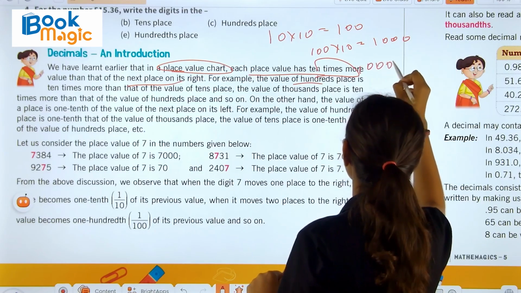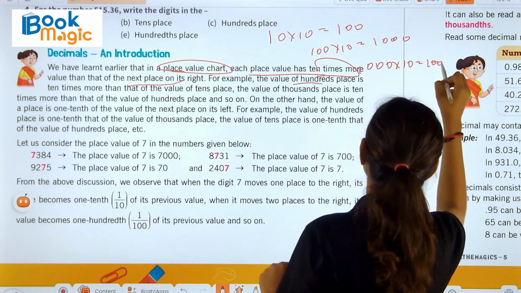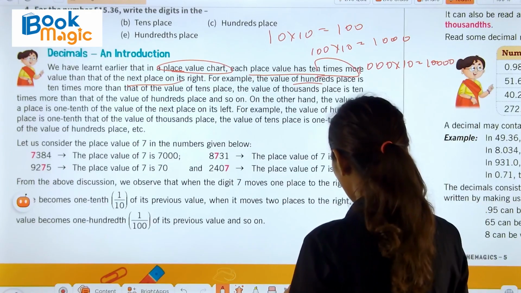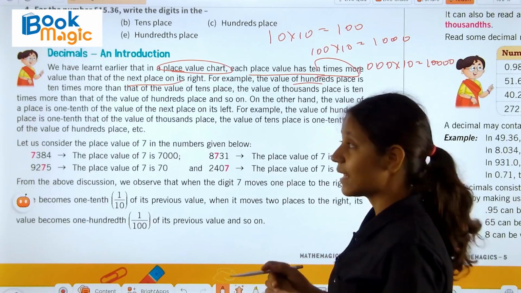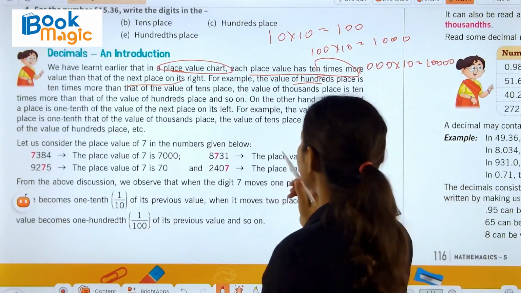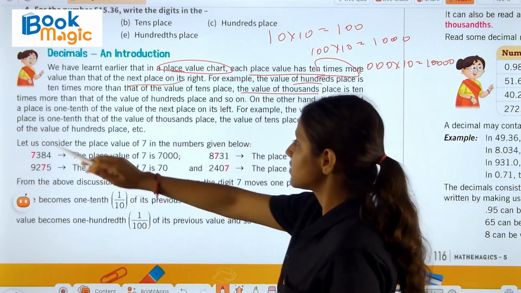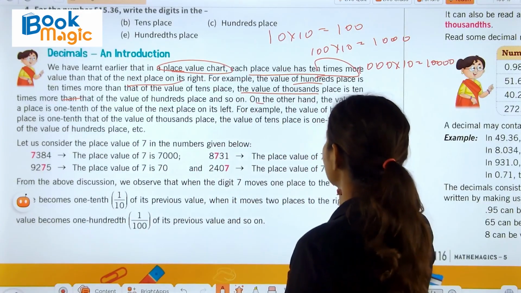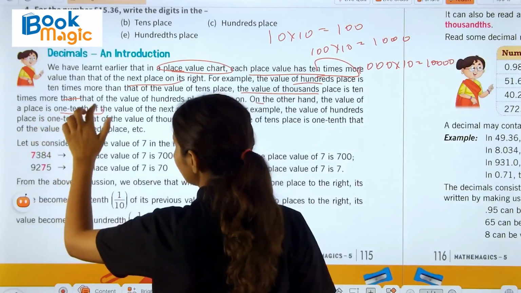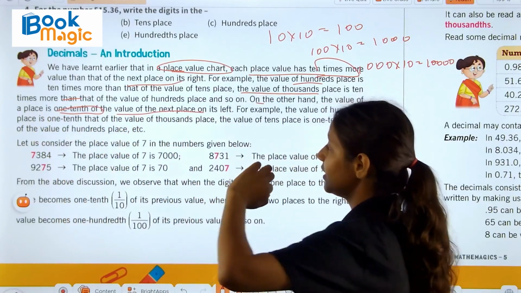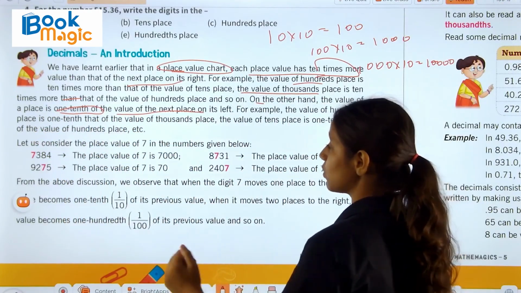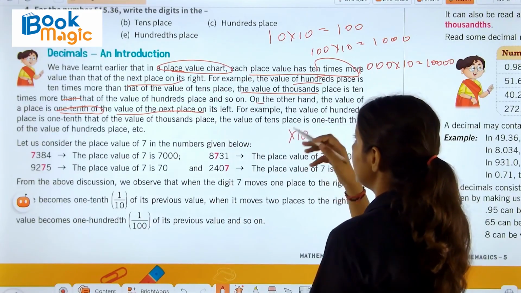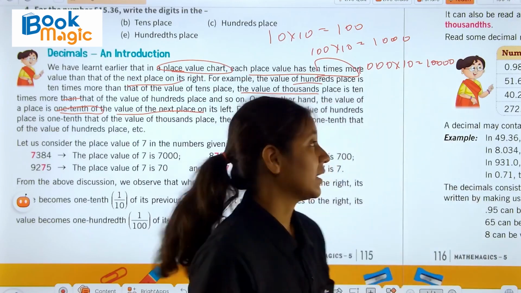1000 into 10 makes 10,000. So this is how we can say that all the values are just 10 times the one to the right. The value of the thousands place is 10 times that of the hundreds place and so on. On the other hand, the value of a place is 1/10 of the value of the next place on its left. जब हमने इसको इस डायरेक्शन में समझा, we are saying that if we are multiplying by 10, that means we are getting another place.